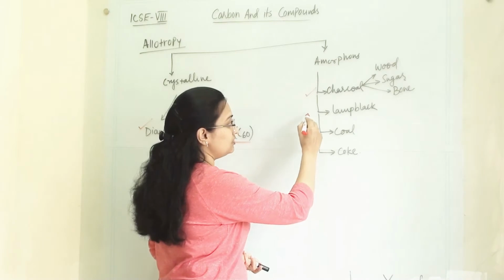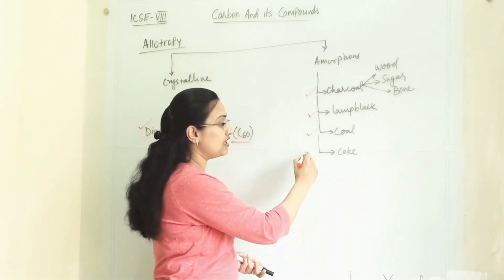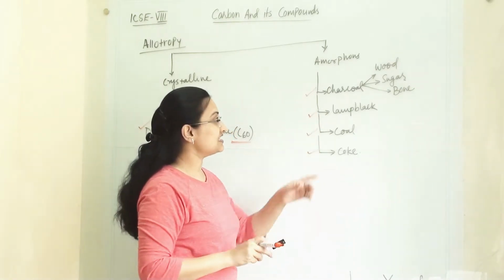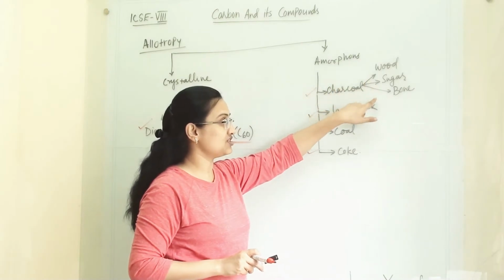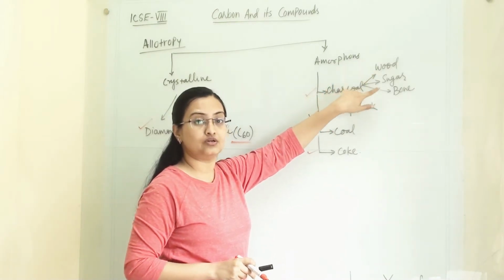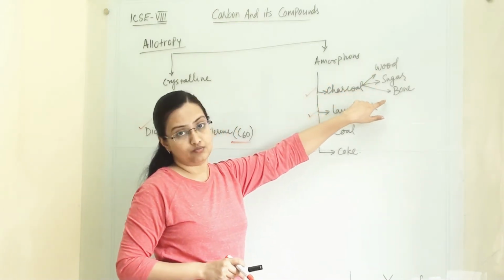First is charcoal, lamp black, coal and coke. Whereas in charcoal there are three different kinds. First is wood charcoal, then sugar charcoal, and then bone charcoal.